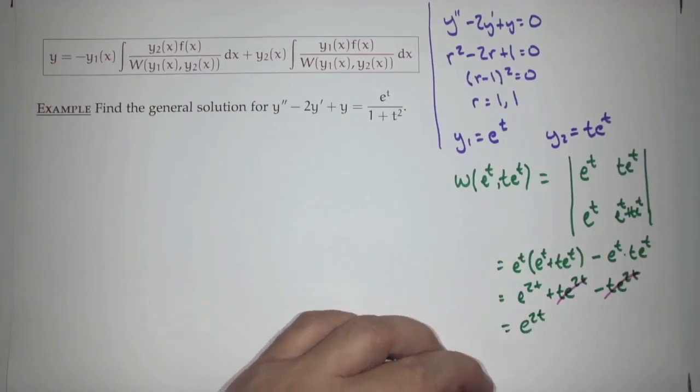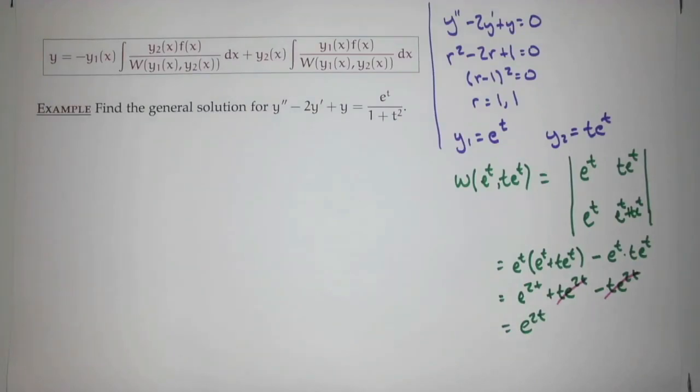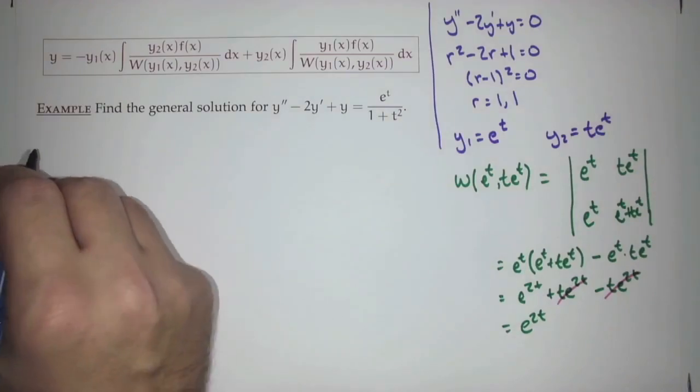So that's a pretty straightforward Wronskian. That means we have a chance. A real chance to answer this problem. All right, so we begin the real work.